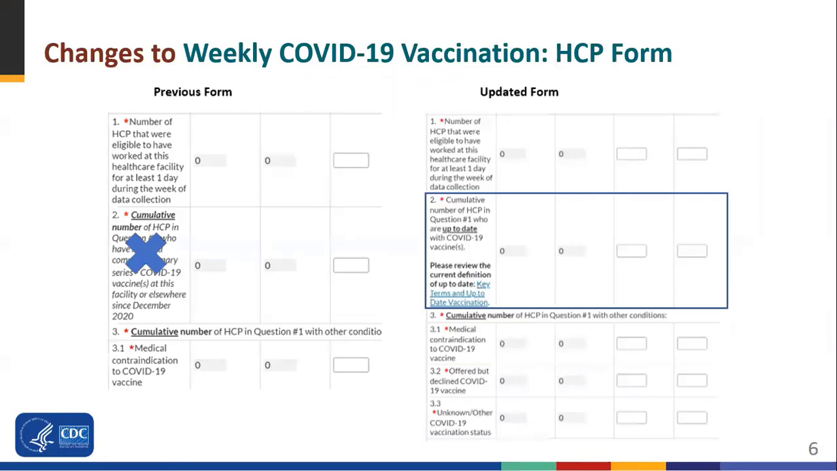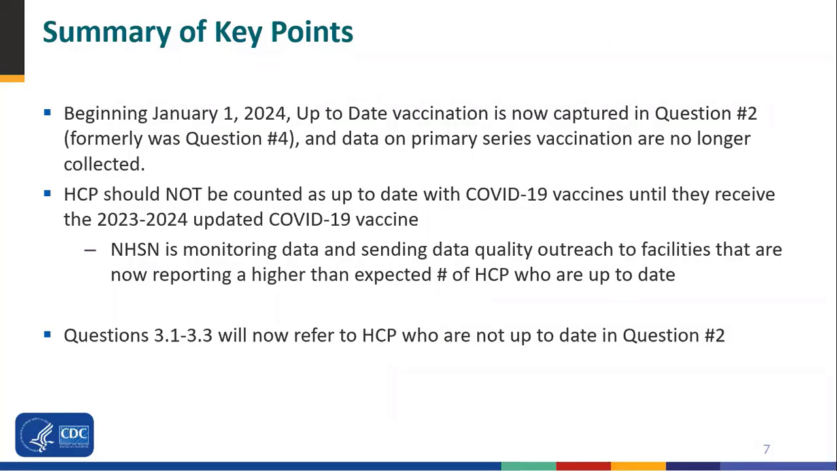Here's a view of the previous weekly COVID-19 vaccination form compared to the updated form that became available in January 2024. Let's review the key points for today's presentation. Beginning January 1st, 2024, up-to-date vaccination is now captured in question 2, which was formerly question 4, and data on primary vaccination series are no longer collected.